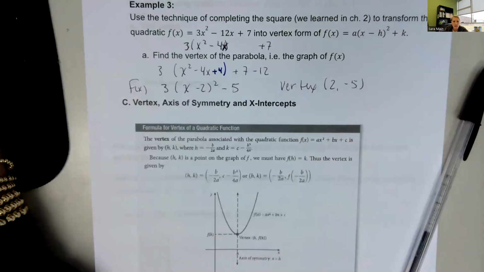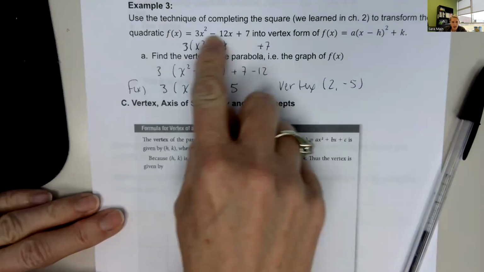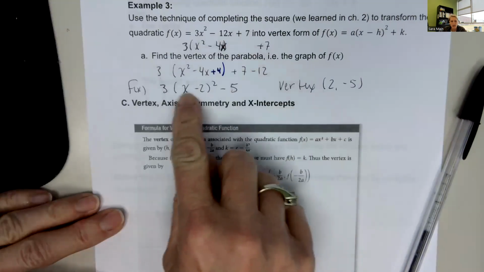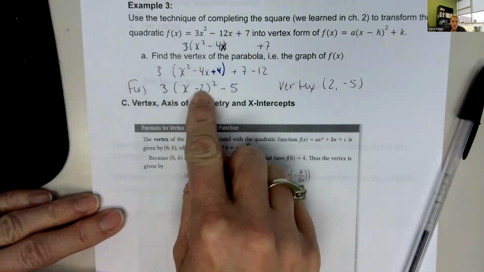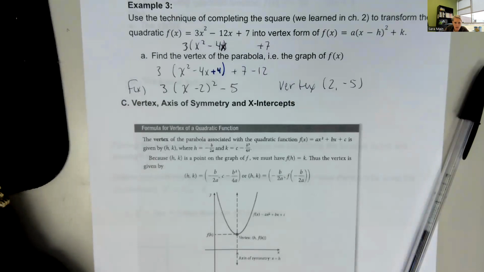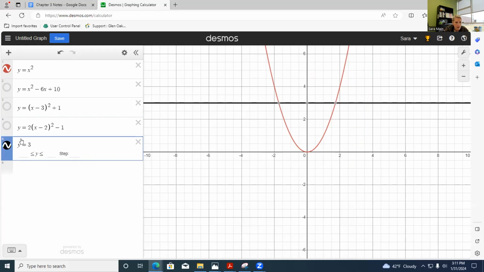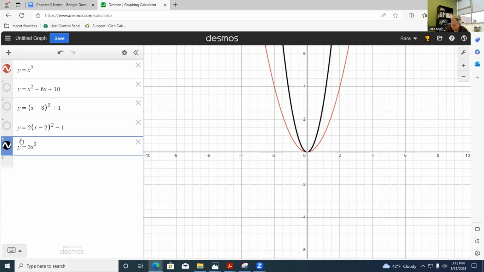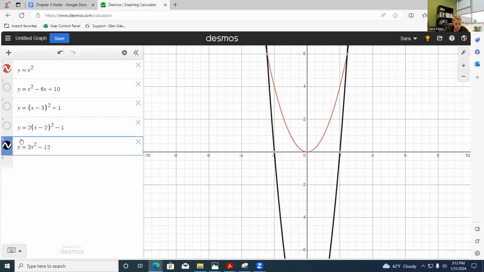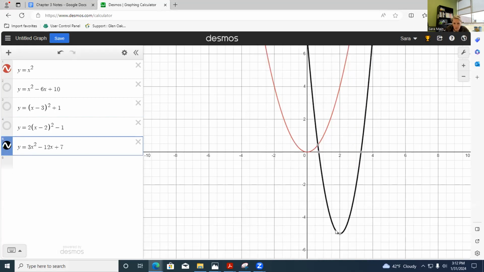So let's graph the equation that I gave you in the ax squared plus bx plus c format, and let's see if it gives us a vertex at (2, -5). So y equals 3x squared minus 12x plus 7. And then there is our vertex down. We can see on our graph at the bottom, it's (2, -5), just like we thought.